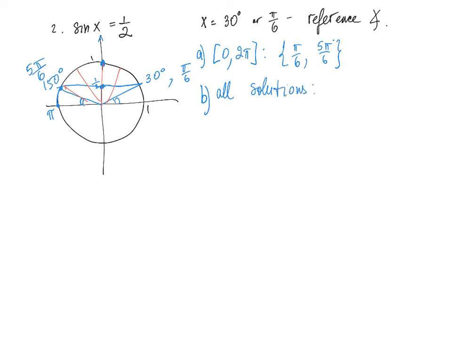So, if we want to start with 30 degrees, actually, let's stick to radians, pi over 6. Then we want to keep adding one full cycle, another full cycle, or subtracting. So again, we can use any integer number of 2 pi's. So this gives us one series of solutions.